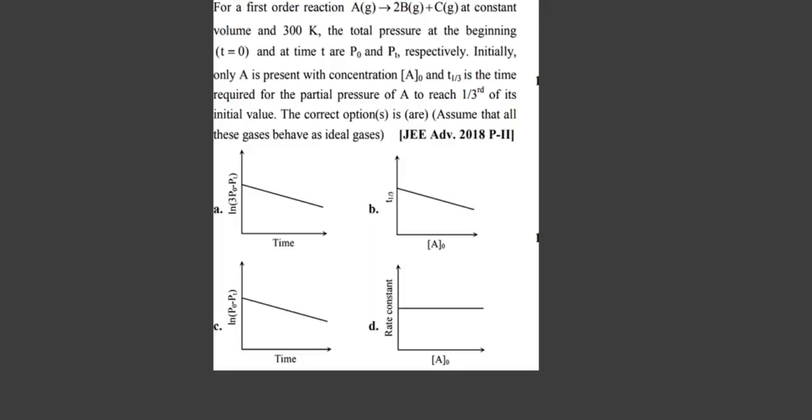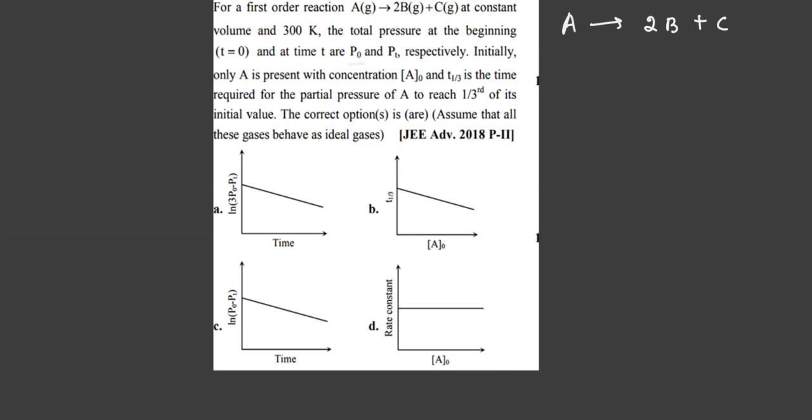So this is another interesting question in which a first order reaction is given. A is giving 2B plus C. Now in this question you are given that the total pressure at the beginning is P naught. So P naught is the initial pressure at the beginning and PT is the pressure at time T. Okay. And what else is given?